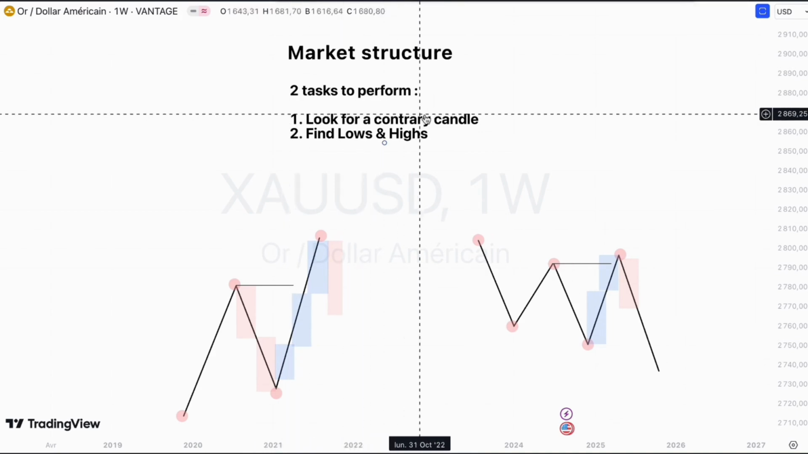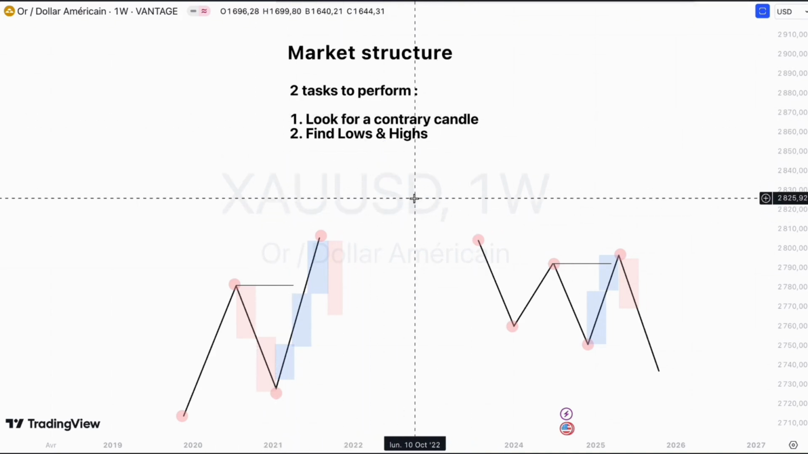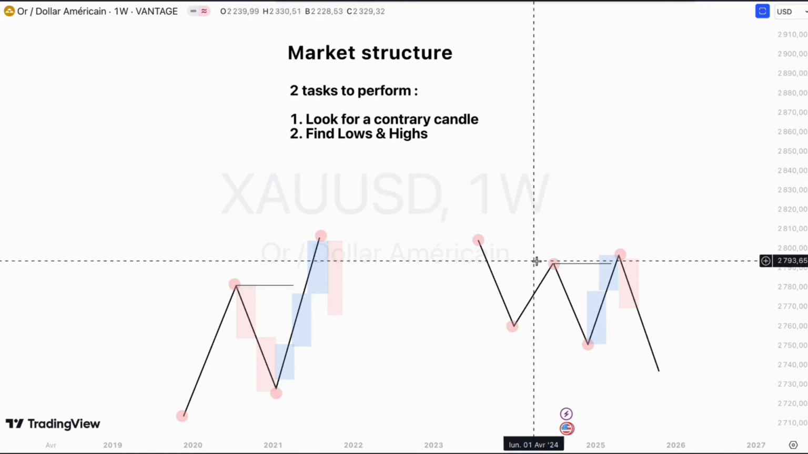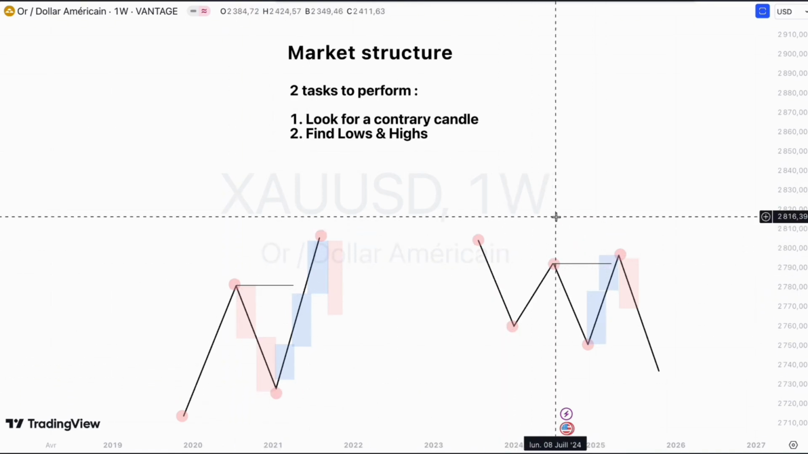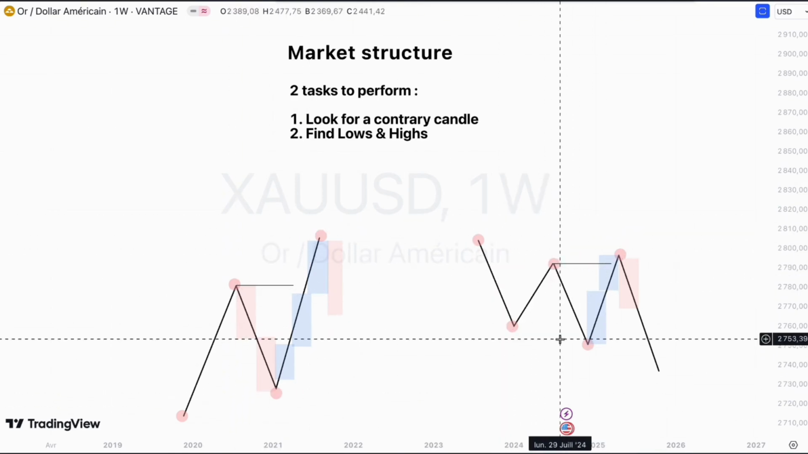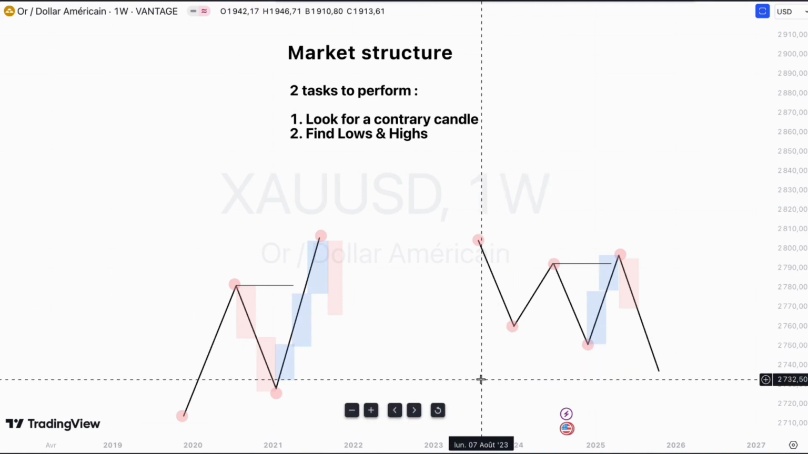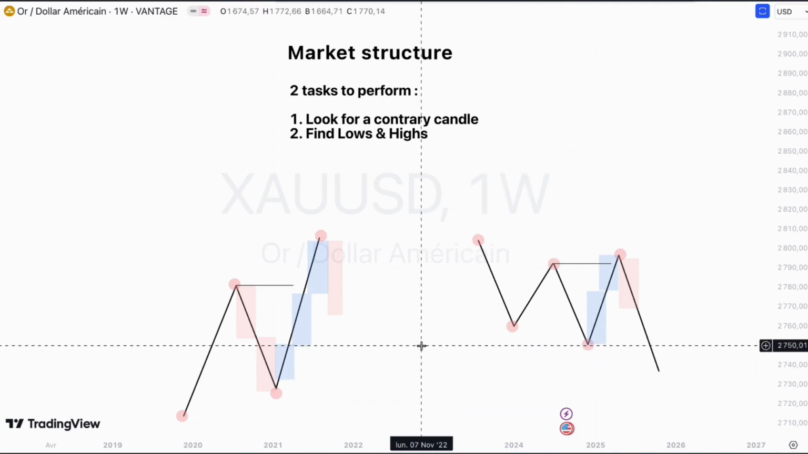First, we need to look for opposing candles. When do we look for opposing candles? From the moment we break a high or break a low, okay? So if I break a lower low, it means that I have had bearish candles since we broke a lower low. At the first bullish candle, I will be able to draw a structure point. That is our first task to do.